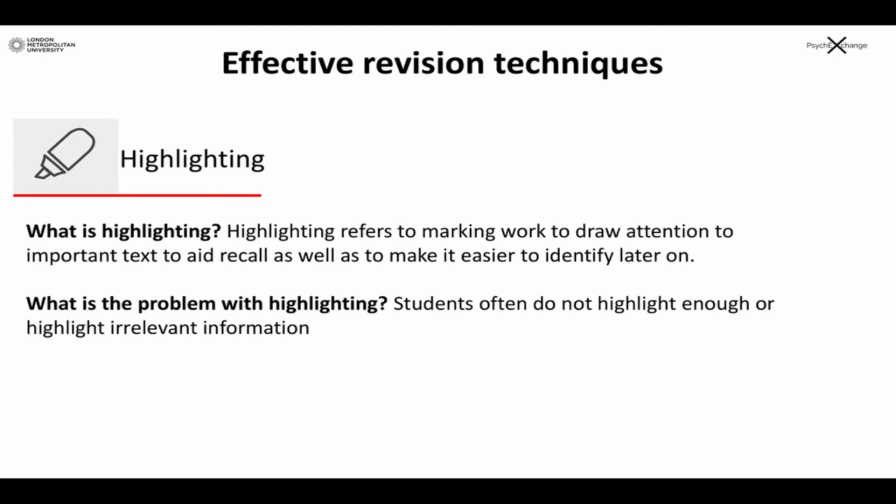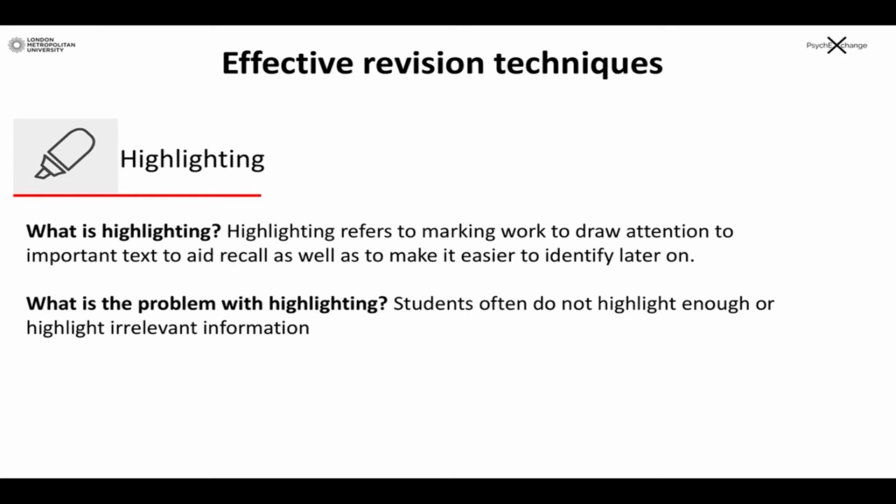The second strategy is highlighting. So what is it? Highlighting refers to marking work to draw attention to important text, to aid recall, as well as to make it easier to identify later on. We often use highlighters, but the term highlighting can also include underlining or circling text. Again, there is an issue with this.